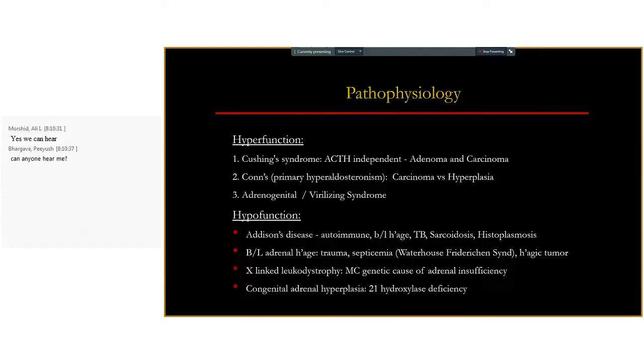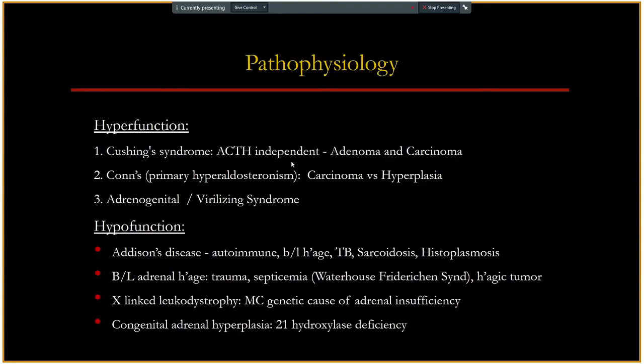In terms of the pathophysiology of adrenals, since it's an endocrine organ, we can have either hyperfunction or hypofunction of the adrenal. So hyperfunction of the adrenal involves either Cushing's syndrome, Conn's syndrome, or adrenogenital syndrome. Cushing's syndrome is when glucocorticoids are secreted and the gland becomes independent of ACTH control from the pituitary, and this could be when there is an adrenal adenoma or a carcinoma. Conn syndrome is also called primary hyperaldosteronism, so the mineralocorticoids are excessively secreted, usually from a carcinoma or secondary to hyperplasia. Adrenogenital syndrome is where androgens are excessively secreted, and it leads to virilization.